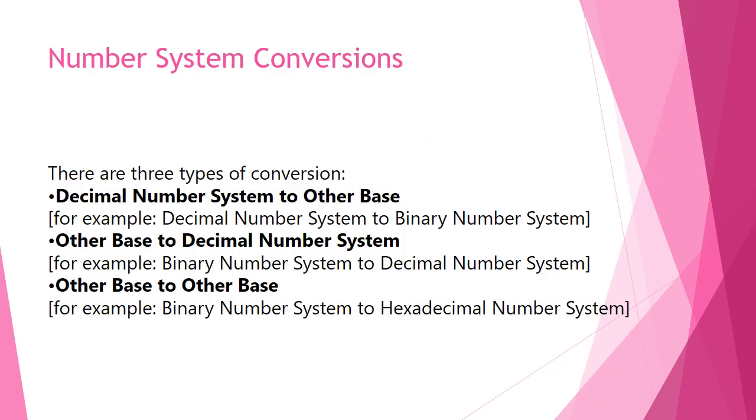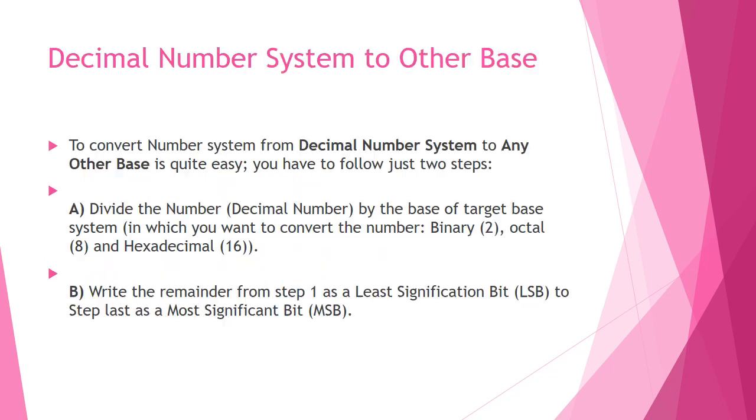Now how to convert from one number system to another we will see in this lesson. There are three types of conversion: decimal number system to other base, for example decimal to binary; other base to decimal, for example binary to decimal; and other base to other base, for example binary to hexadecimal. Let us study them one by one.